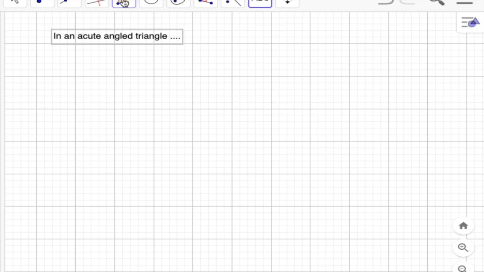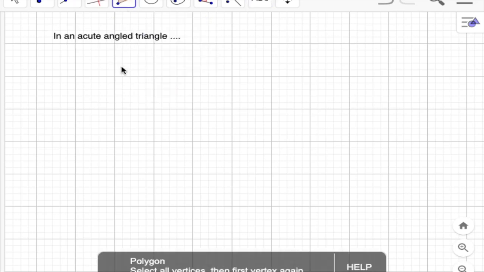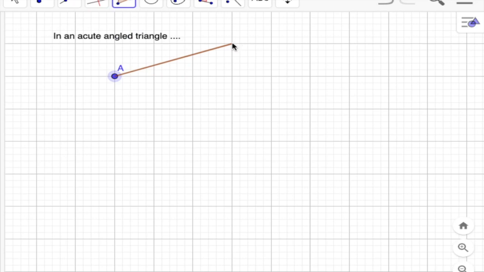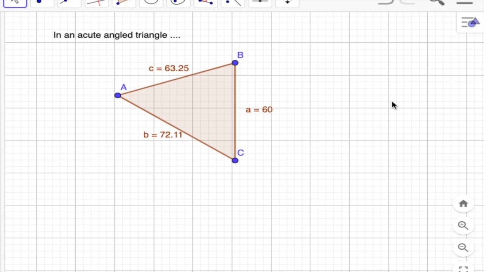Can I invite you guys, if you have your geometry set, please draw accurately an acute angled triangle. Make sure that you can measure the angles and make sure that you can measure the sides as well. I'll try and draw mine here. Who has finished? Thank you. All right, guys, so we want to investigate the relationship between the sides of an acute angled triangle.